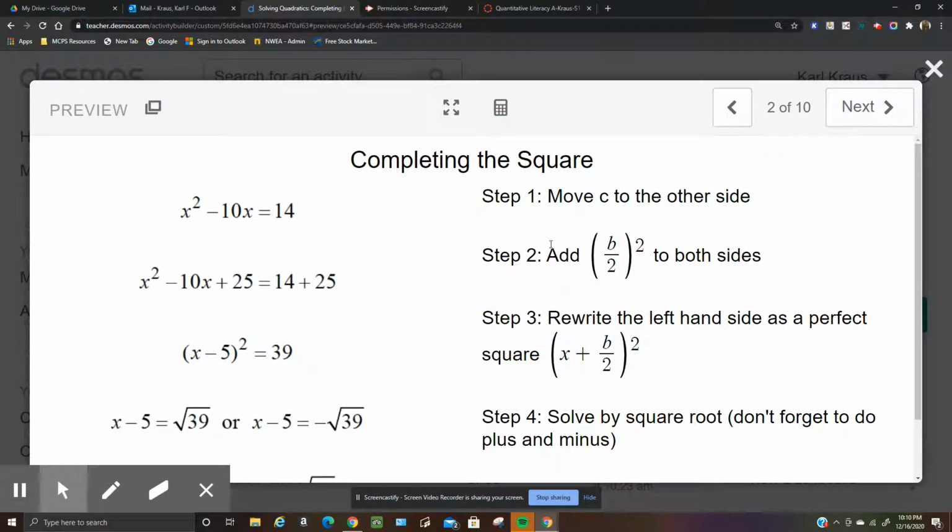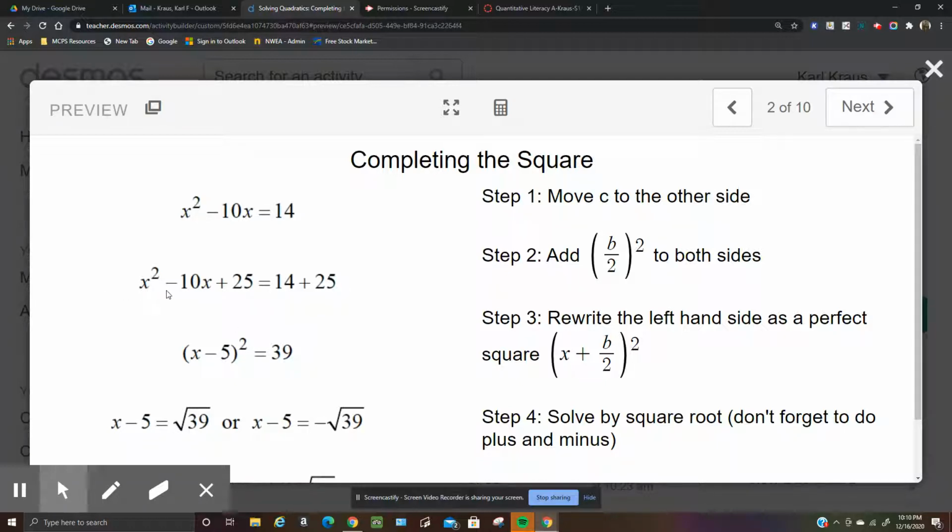Slide 2 shows you how they complete the square. So step 1 is to move this constant term to the other side. So if this was minus 14, you add it. And then you take this b value divided by 2. So 10 divided by 2 is negative 5 squared is 25. Since I added 25 on the right, I have to add it on the left.